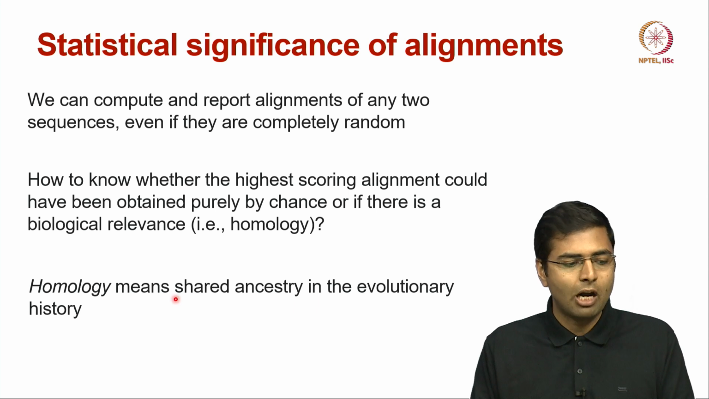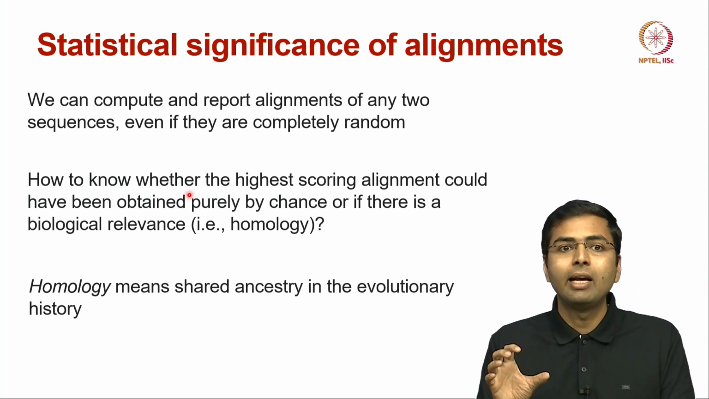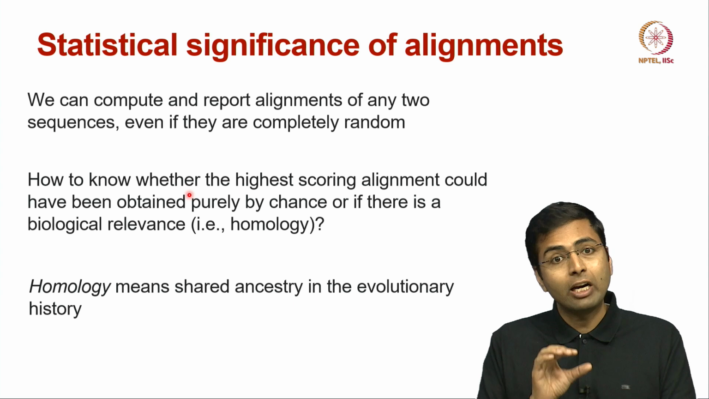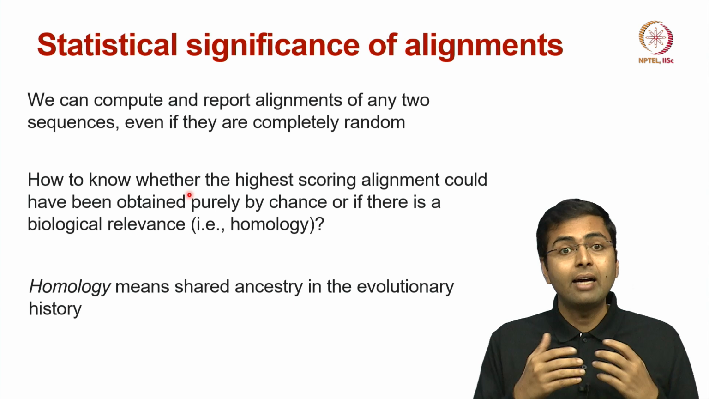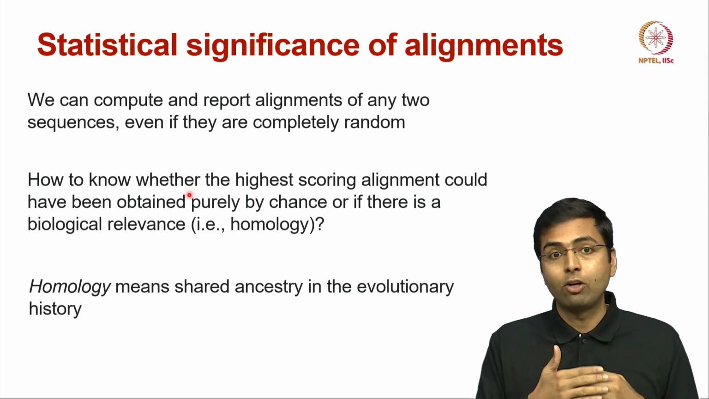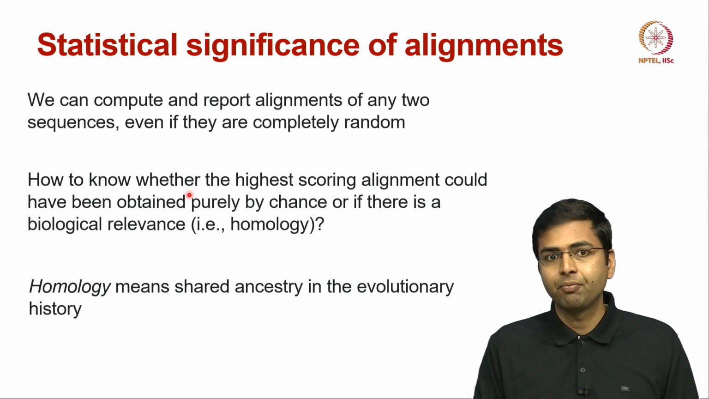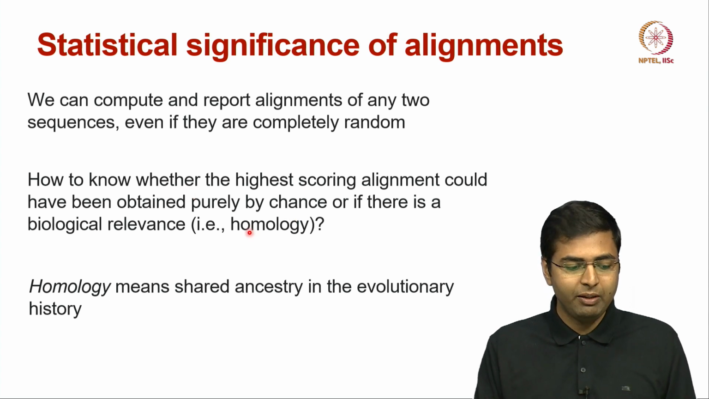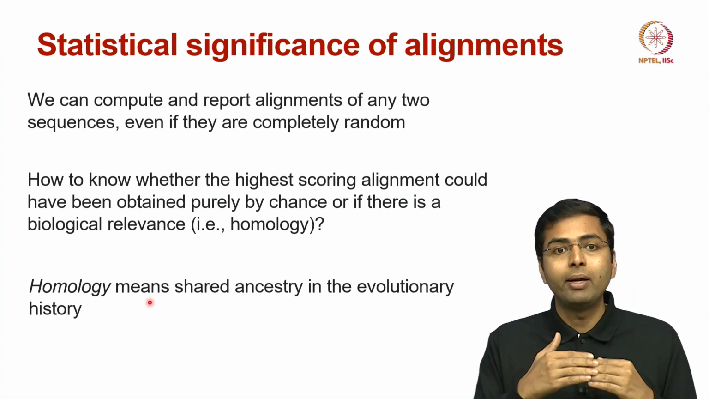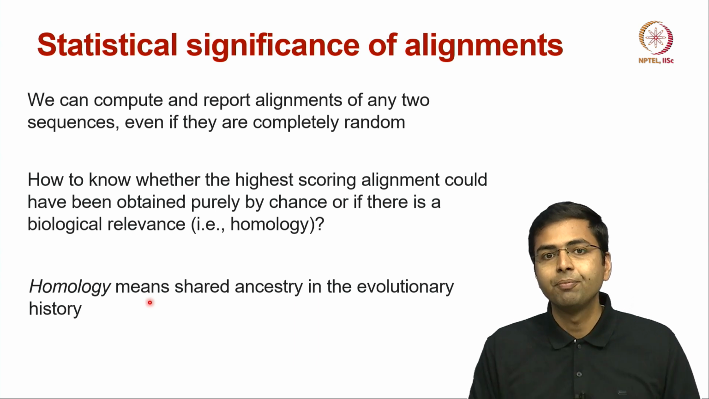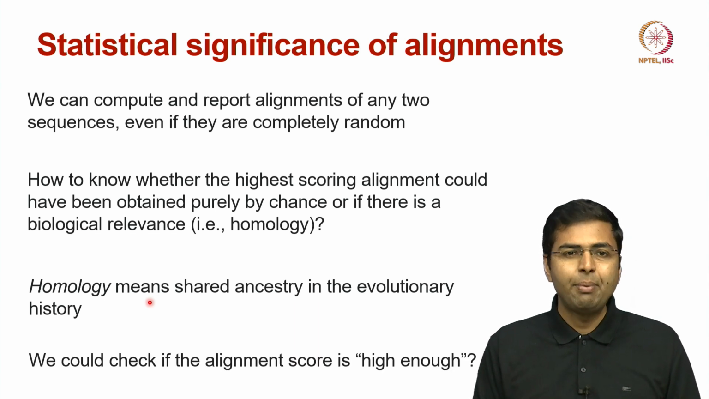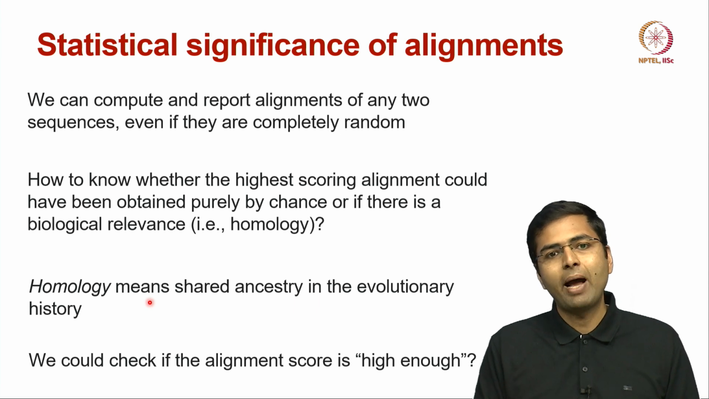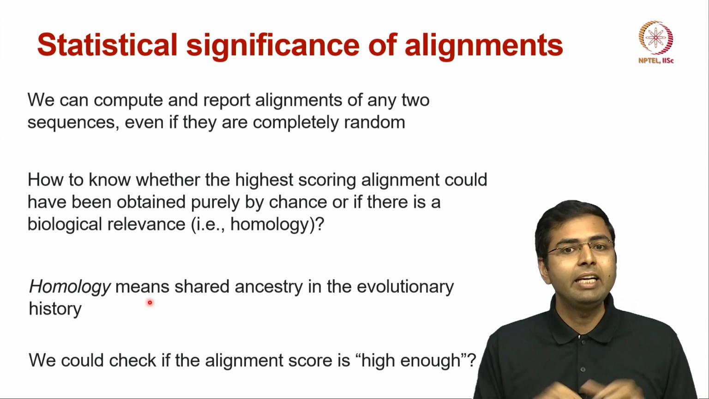Now, the question comes, how do we know whether the highest scoring alignment has been obtained purely by chance, or is there any biological relevance? That is, is there any true homology between the two sequences at all, or is it just by chance? By homology we mean that the two sequences share some common ancestry in the evolutionary history. So, how do we distinguish between these two? Well, maybe intuitively what comes to mind is that we should check the alignment score and see if it is high enough.